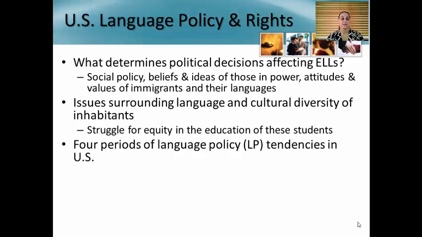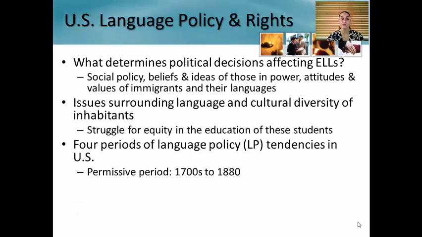I'm going to talk about the four periods of language policy, and we're going to go through each of these in detail. But basically, as I said before, the attitudes, ideas and understandings surrounding other languages have shifted from tolerance of the languages to a focus towards English through various time periods in U.S. history. So there are four distinct periods.